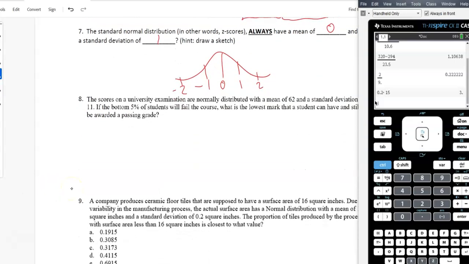Scores on a university examination are normally distributed with a mean of 62. So 62, a standard deviation of 11 would be 73, 84, 95. Going down, 51, 40, and the last one out there, 3 standard deviations below, would be 29.